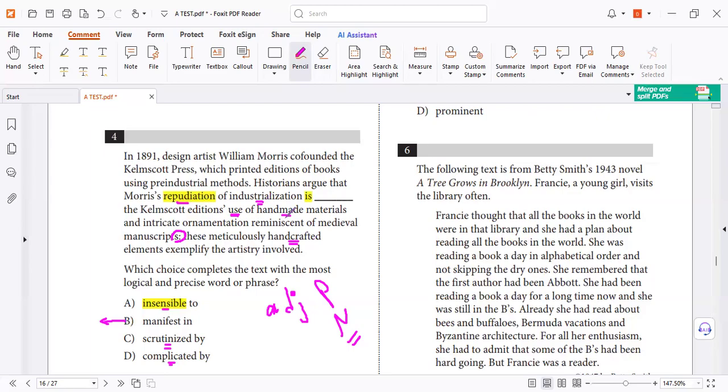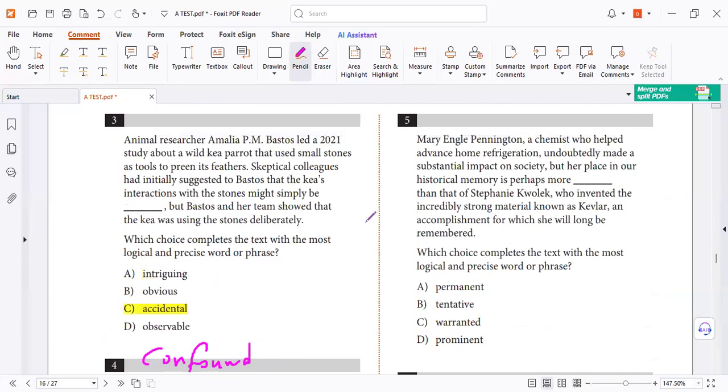Yes. But you guessed from intricate that it's complicated or insensible. But intricate is an adjective, it modifies ornamentations, not repetition. So use the structure to help you. Something else about co-founded. Co-found, co together. Found to found something together. But we have another similar word, confound. Confounded means confused. You see, it's similar. This means confused. This means to help together to found something. Good try, my dear. Try.